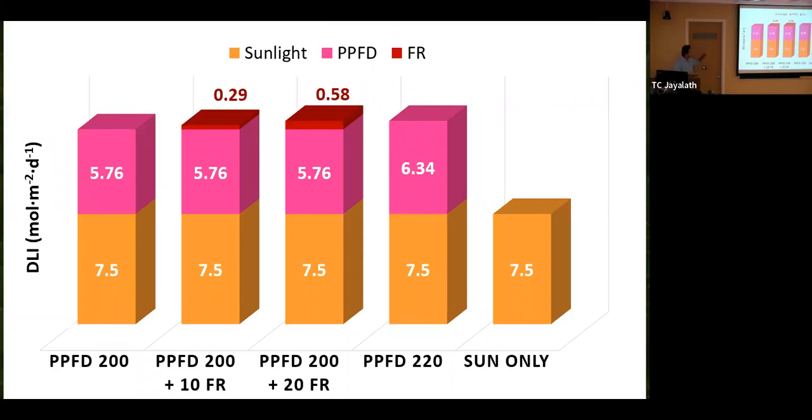On average, we get a DLI of about 7.5 from sunlight, and from the PPFD 200 light we get 5.76 of DLI, and it was 6.34 on average from PPFD 220. And we get 0.29 and 0.58 moles of light from far red light in the two treatments.